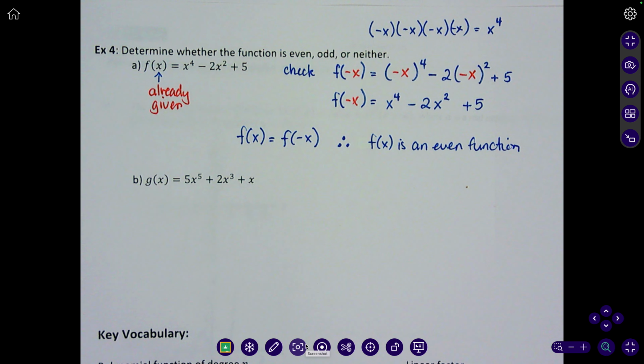Negative 2 to the 4th minus 2 times negative 2 squared plus 5. Negative 2 to the 4th is positive 16. Negative 2 squared is 4, times negative 2 is negative 8, plus 5. You guys see that they're the same. So therefore, the answer has to be 13. So while your x are negative, your y is the same. That's symmetry right there for the y-axis.